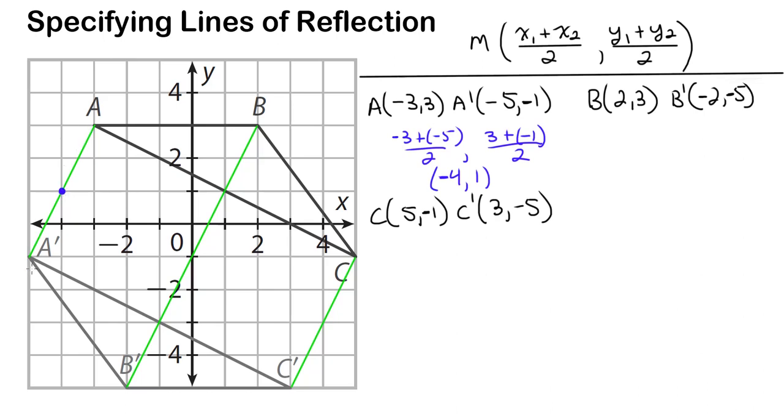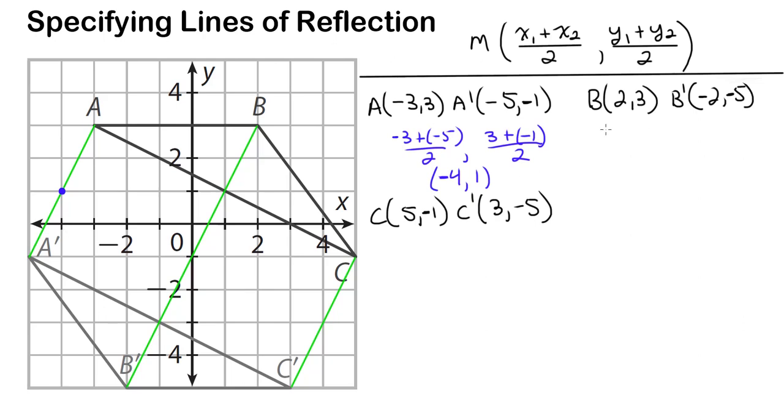Now, I could have done this another way. I could have counted steps on the grid. To get from A prime to A, I would have to move up 4 and to the right 2. So what's half of up 4, right 2? Up 2, right 1, and that puts me in the same spot.